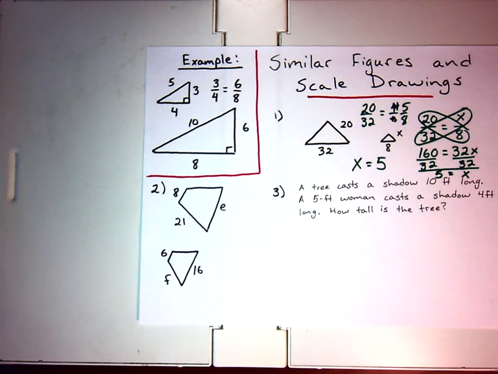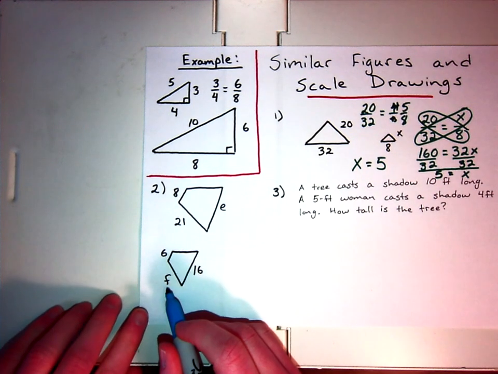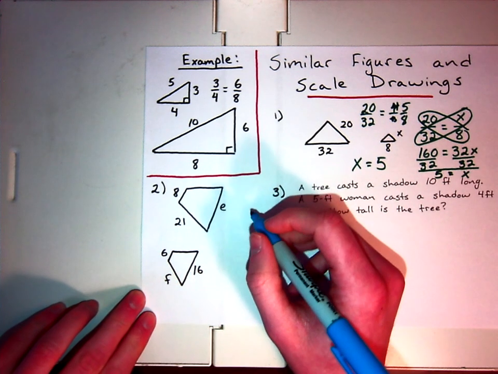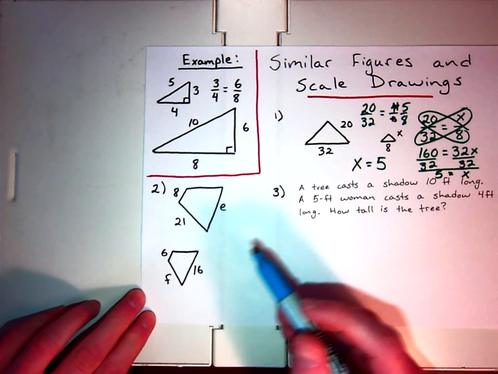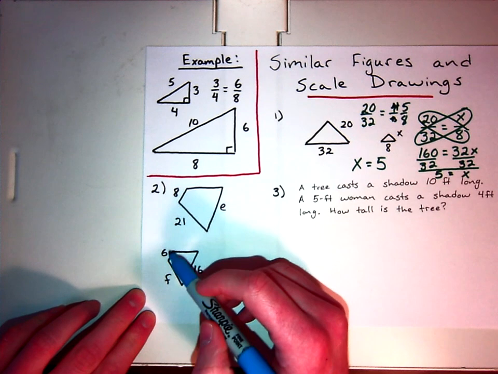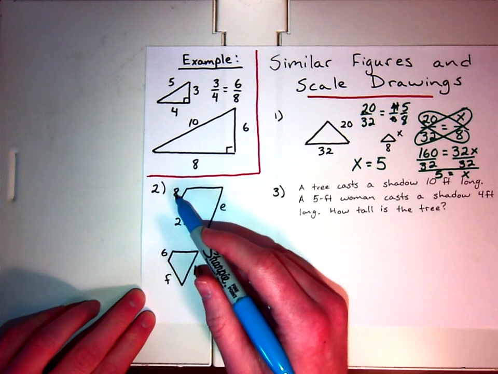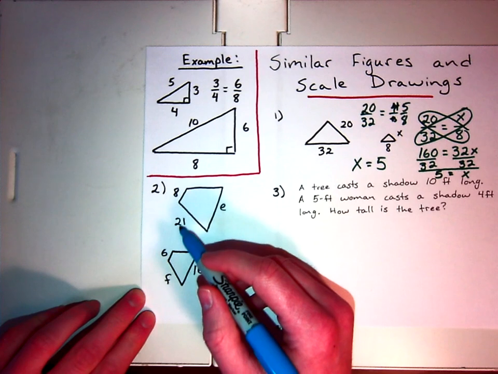Well, it's quite simple. You need to take care of each variable in its own time. So let's first take care of f. You can do either one in either order. What you need is to pick one side that you know the value for in both. So I'm going to work with this 8 and the 6, because I know those corresponding sides. And then let's work with 21 and f.